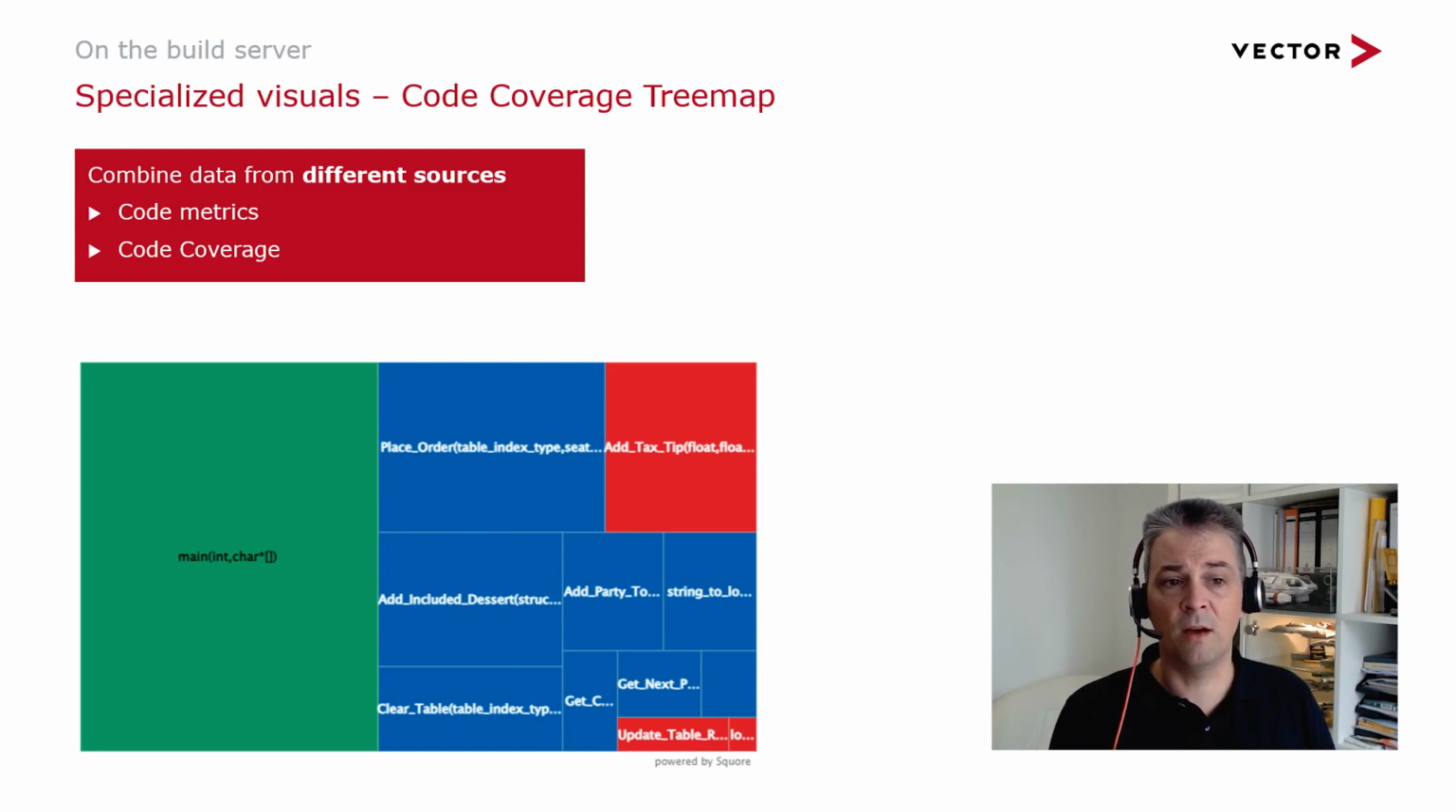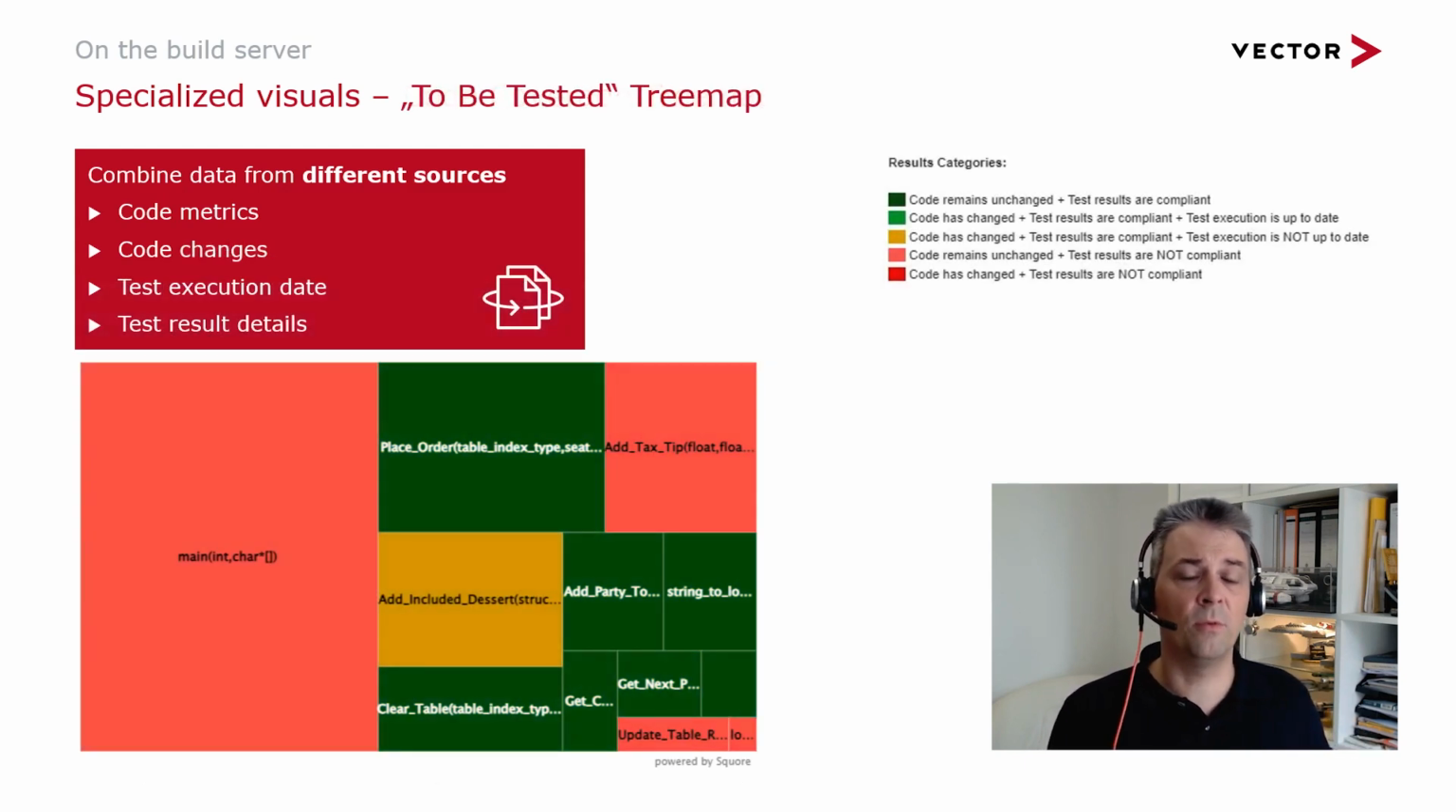Of course, we can do the same thing as before. We can show a code coverage tree map that combines the code metrics and code coverage, like you have seen before. But now we can enhance this. We can include more information that we did not have before. Like code metrics, we can connect to the source code repository and take information from the logs of the repository. We can include test execution dates and test result details.